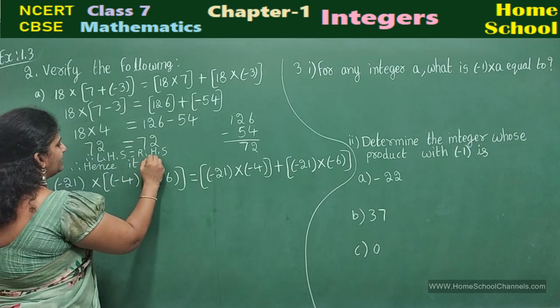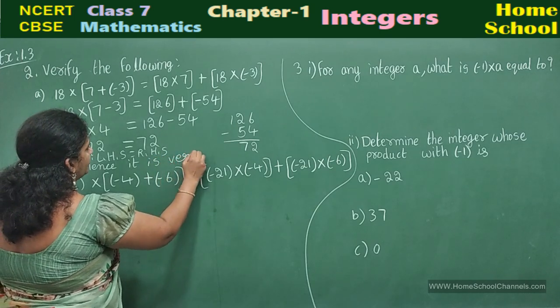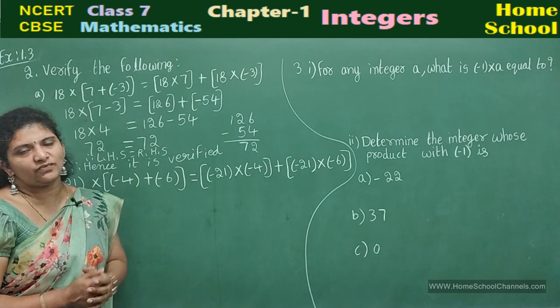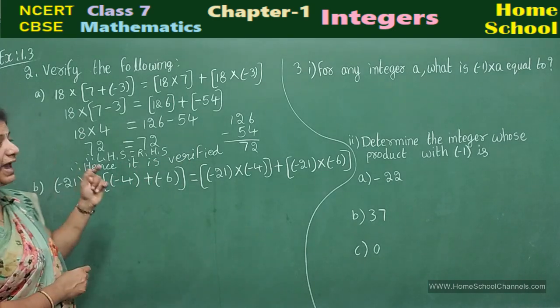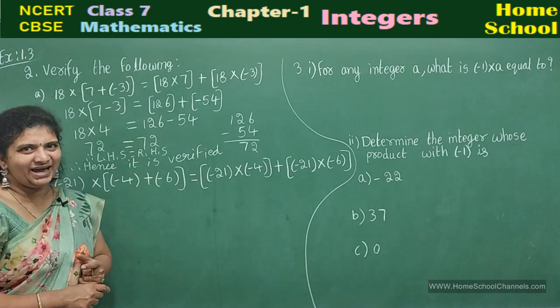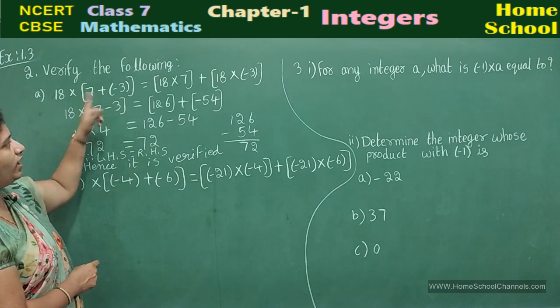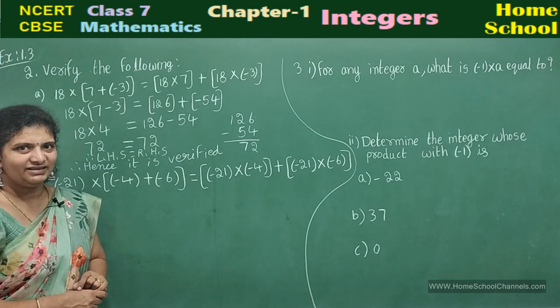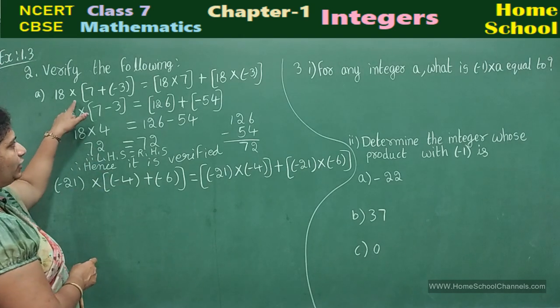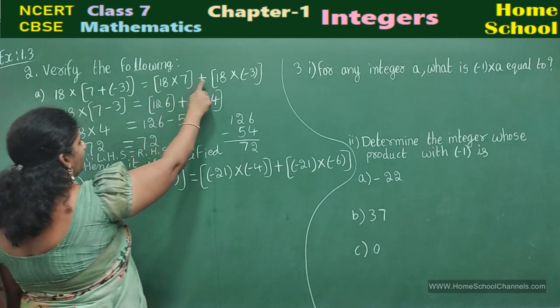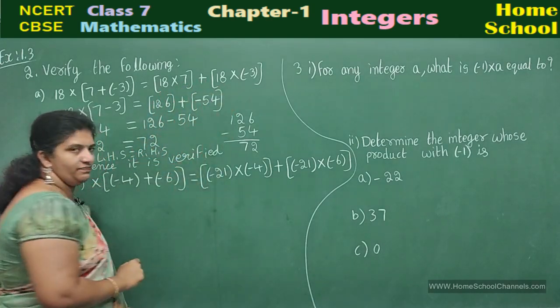Hence it is verified. They asked us to verify, right? Hence it is verified. And you can remember a property. What is that? Distributivity of multiplication over addition. Yes, A into B plus C is equal to A into B plus A into C.